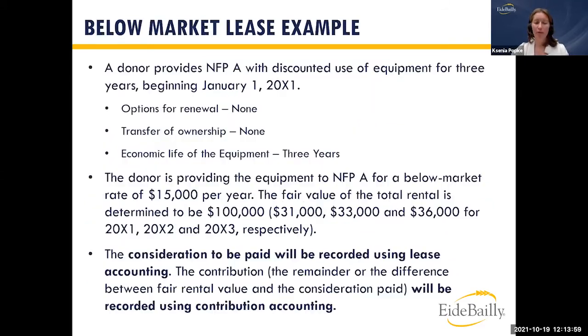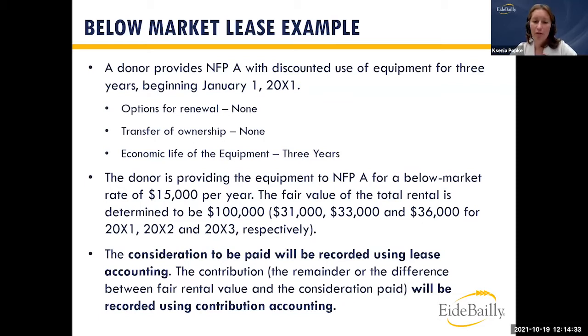And we'll walk through some of the specific examples here. So let's consider where a donor provides a not-for-profit with a discounted use of equipment for 3 years beginning January. There's no options for renewal, there's no transfer of ownership, and the economic life of the equipment is 3 years. The agreement that the donor signs with the organization provides the equipment at $15,000 per year, but the fair value of the total rental is determined to be $100,000 over 3 years.